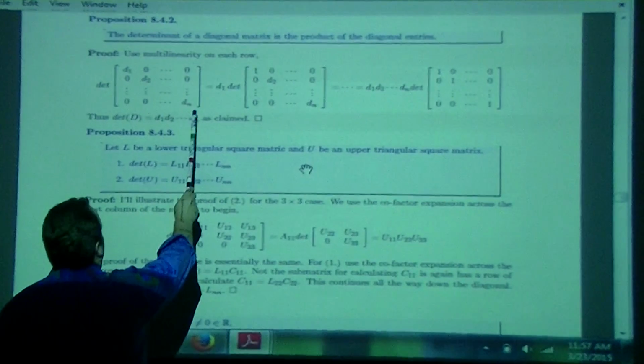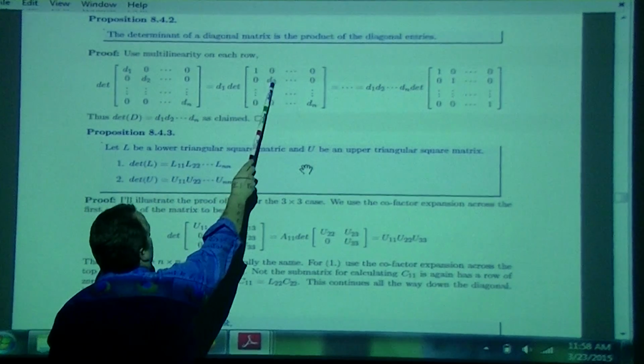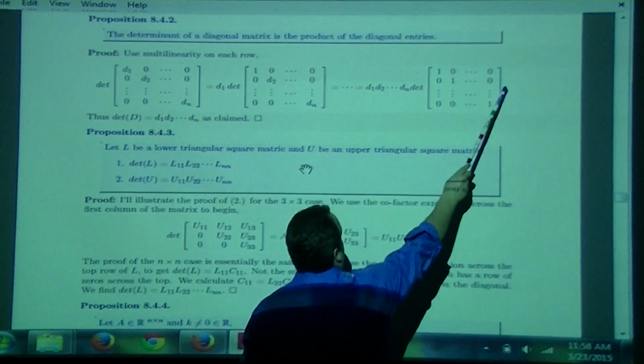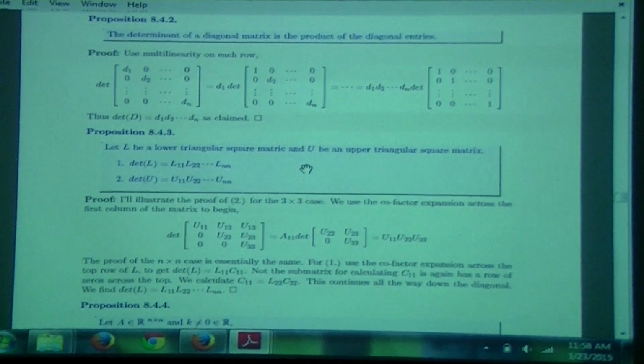Oh, excuse me, not even that. Just use multilinearity on each row, right? Pull the D1 out, pull the D2 out, and so forth until you get the determinant of the identity. But the determinant of the identity is clearly 1 by just using the cofactor expansion. Pick your favorite row or column. It's easy to see that. Okay.